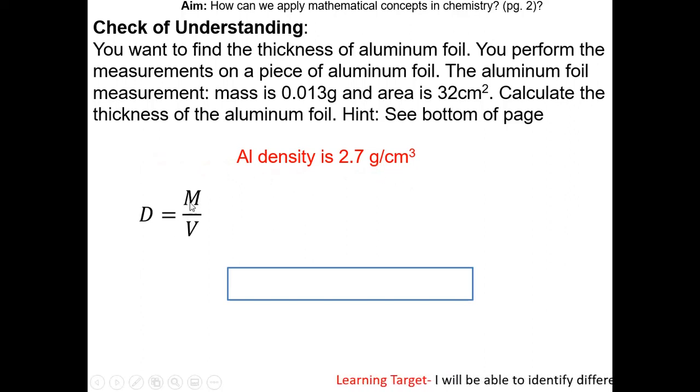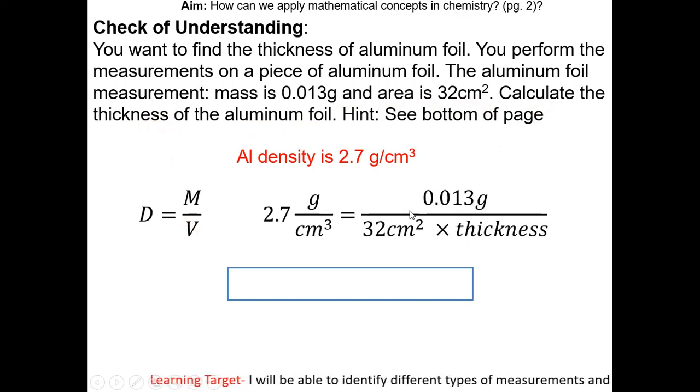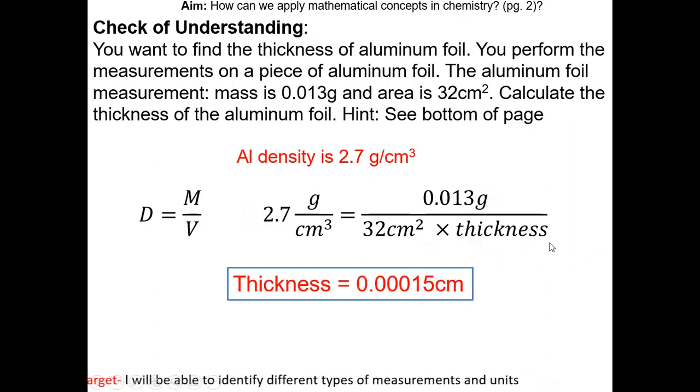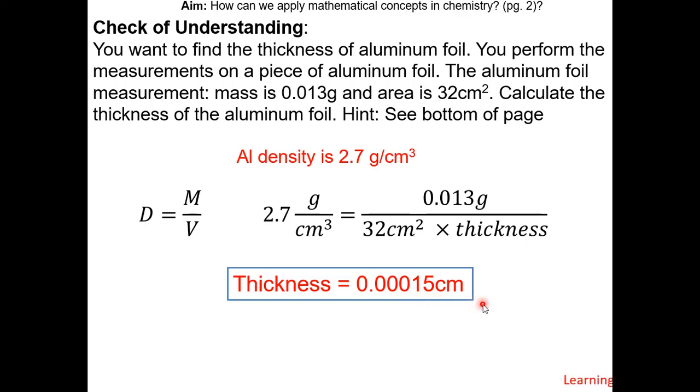So we know density is mass over volume. We are given the mass, but we're not given the volume. We're given the area, right? So we have to calculate the volume from the thickness times the area. Okay? So now that we set this up, it looks like this. We have to solve for the thickness. So you just do some algebra and solve for thickness. If you do that, you get thickness equal to 0.00015 cm.